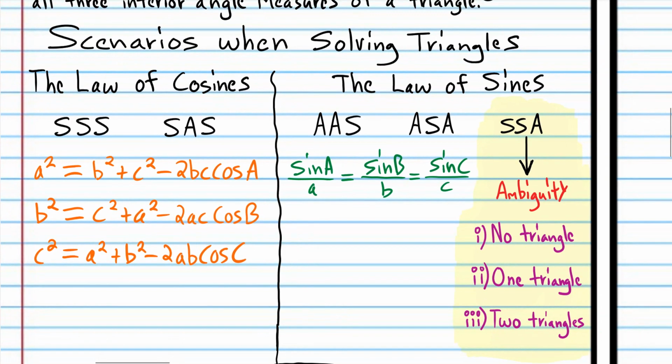The third scenario is when we are given the measures of two angles in the triangle and the length of a side that is not between the two angles. In that situation, we're going to use something called the law of sines, and that's what we're going to learn today, the law of sines. The fourth scenario is when you have the measures of two angles in the triangle and the length of a side that is between those two angles, and again, we're going to use the law of sines in that situation.